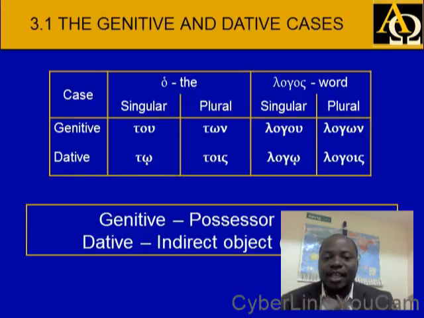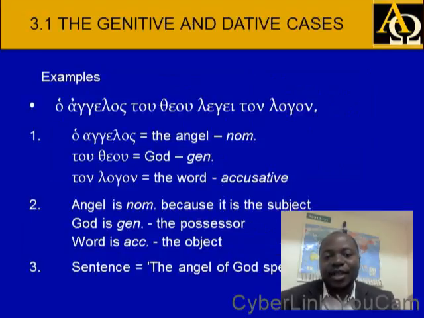Okay, this slide we've just looked at, so you need to note tou, tou, tou, tois: logou, logon, logoi, logois. So it's tou logou, ton logon, toi logoi, tois logois. And the definite article agrees with the word in its case. That's what we have said already.